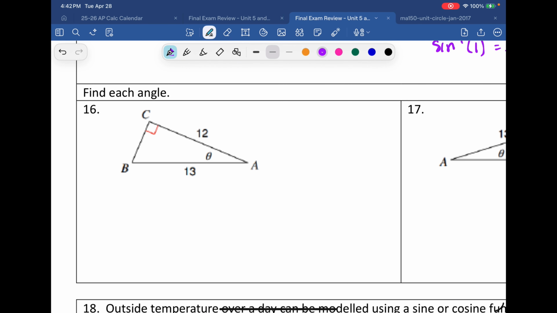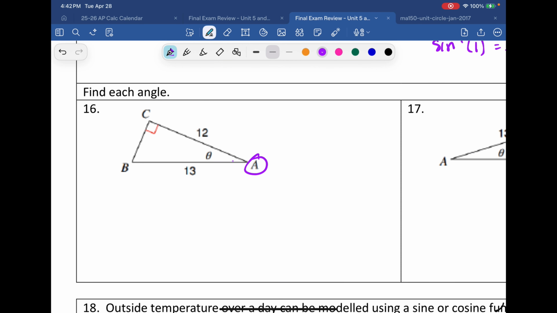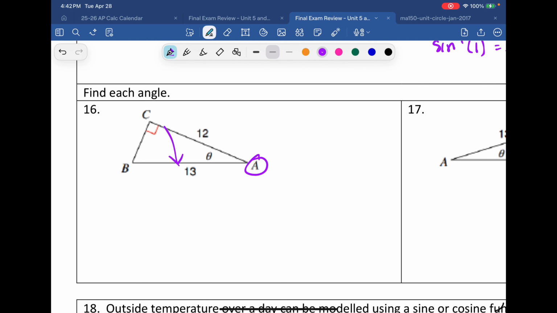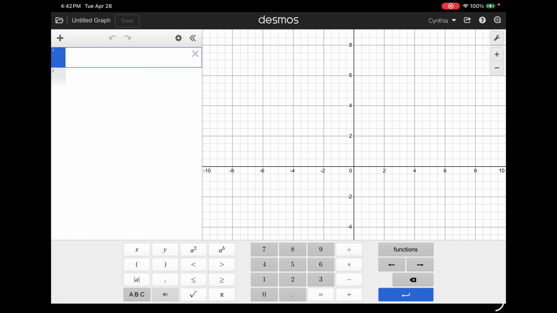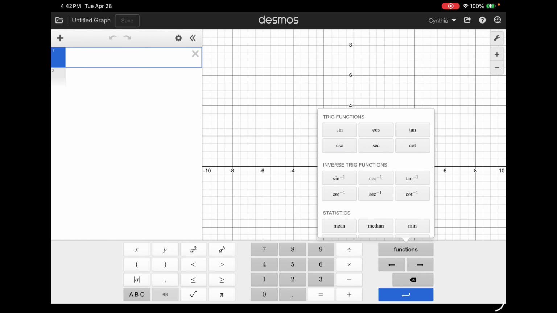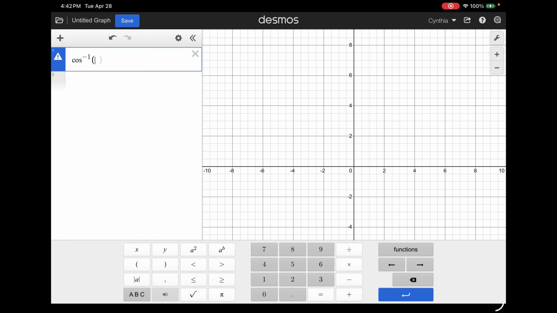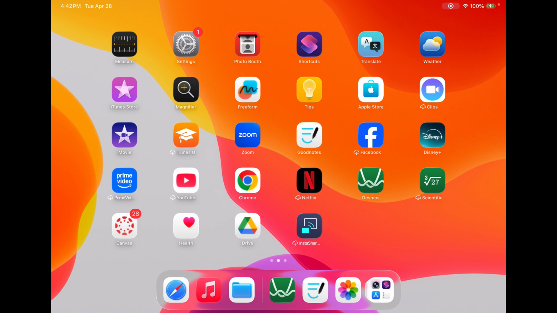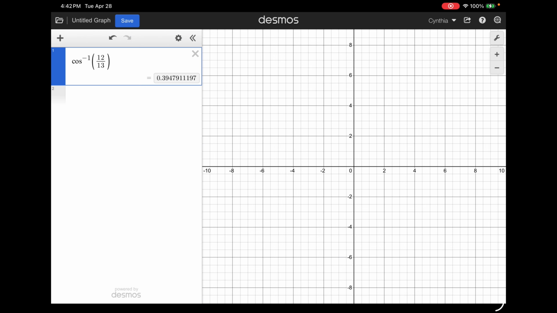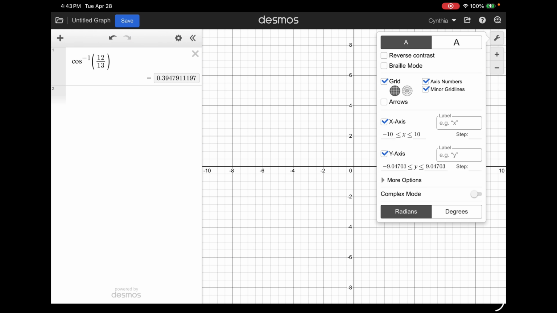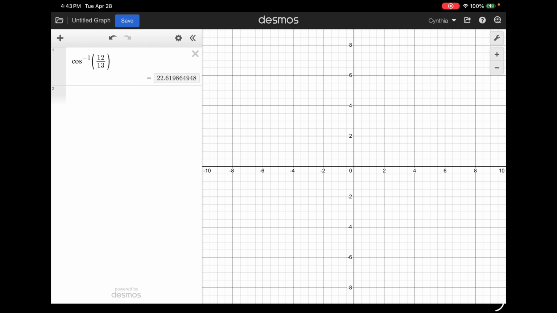All right, find each angle. I have adjacent over hypotenuse. So we're going to take the inverse. So do that in your calculator. I forgot what it was. 12/13. And you can see it tells me it's 0.3. Oh, I'm in radians. Go to degrees. 22.62. 22.62.